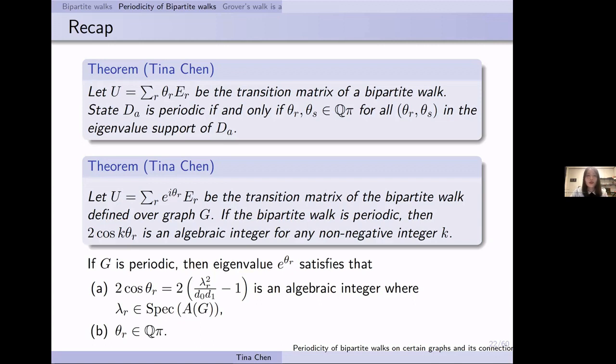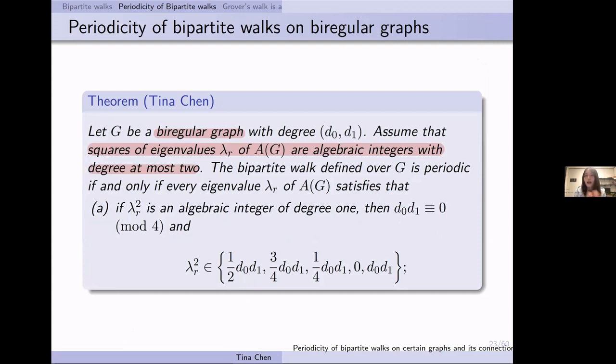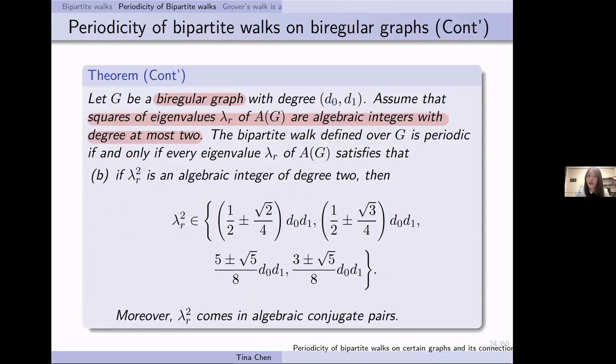Okay, so just using those, I'm going to show you this characterization of periodicity of bipartite walks on biregular graphs. So if we define a bipartite walk on a biregular graph, and we assume that the square of your spectrums are algebraic integers with degree at most 2, then we know the graph is periodic if and only if every eigenvalue of your underlying graph satisfies that if the square of the eigenvalue is an algebraic integer of degree 1, then it must be one of those 5 values. On the other hand, if it's an algebraic integer of degree 2, then it must take one of those 8 values.